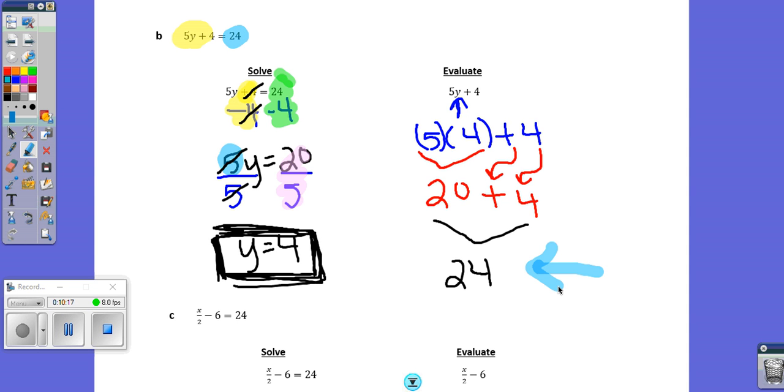They said 5y plus 4 is equal to 24 with a certain number. So in this case, we found that when y is equal to 4, our expression is equal to 24. And that's the number that we were supposed to get according to our equation. Hopefully that makes sense. Okay, let's look at question C.